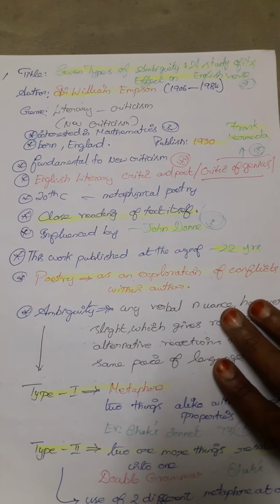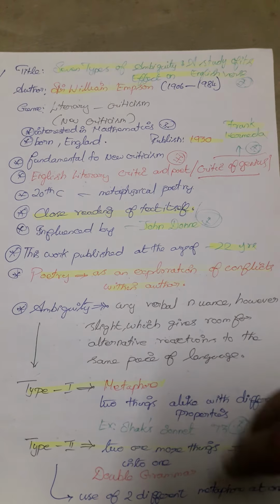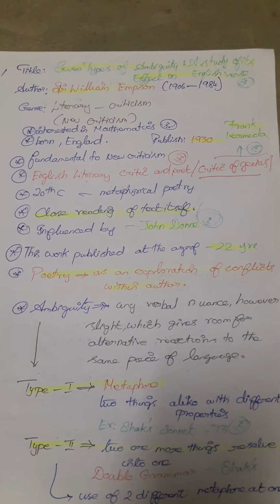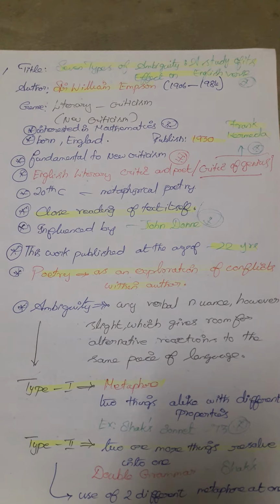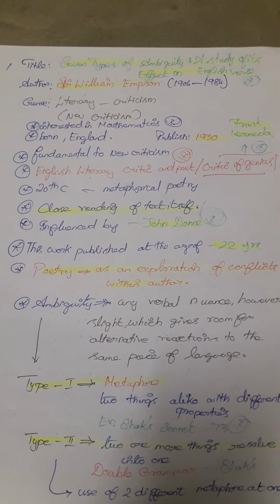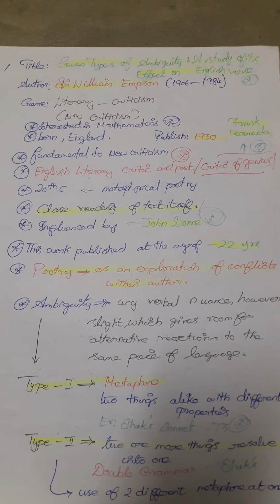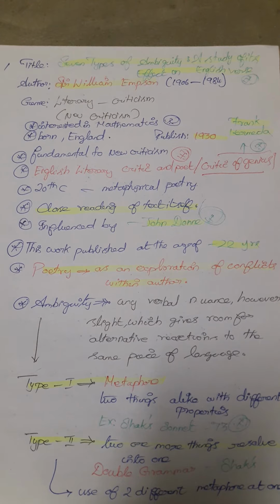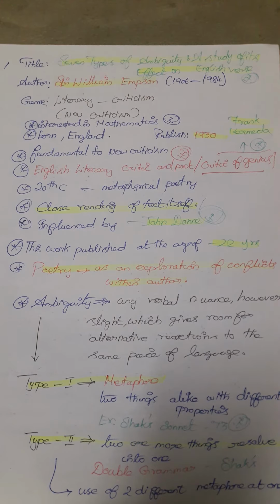Seven Types of Ambiguity is a study of its effect on English words. This is written by Sir William Empson. William Empson lived from 1906 to 1984, and he was a student of I. A. Richards, and he was interested in mathematics, and he was born in England. He founded the fundamentals for the New Criticism.